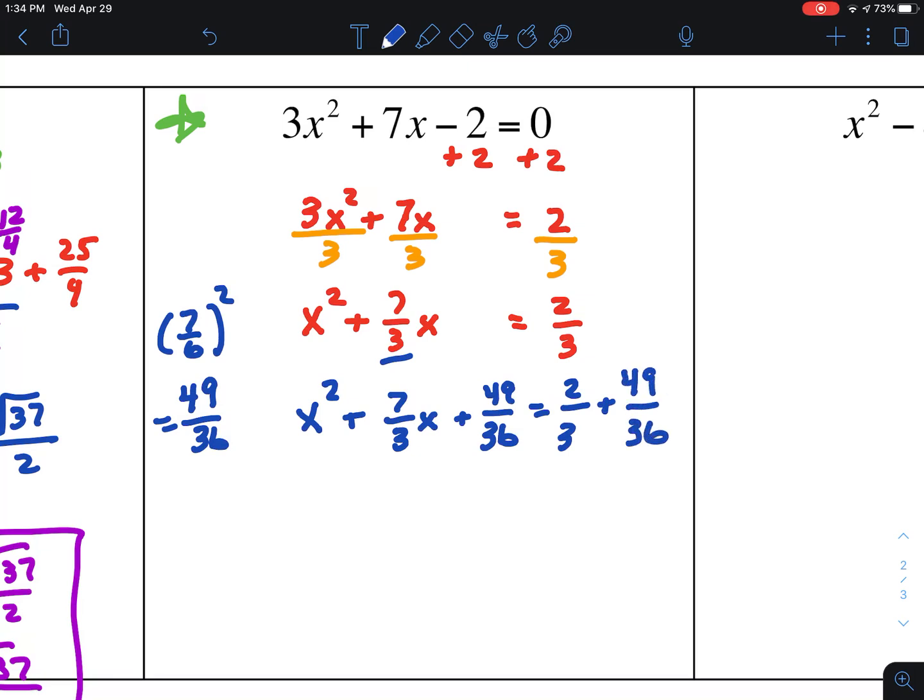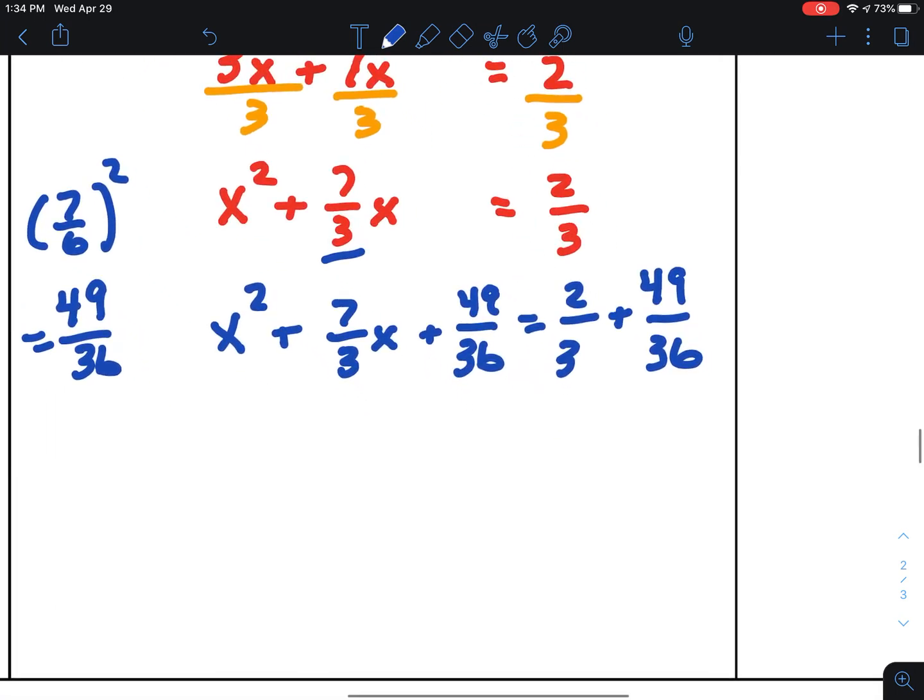Look at all those fractions. Aren't they beautiful? Do you remember from the previous problem, I said it's easy to figure out what that binomial is because all you have to do is cut that b in half. It's whatever half of that b is. That would be 7/6, right? So x plus 7/6 squared equals, and then when we add those two fractions together, let's see, 2/3.